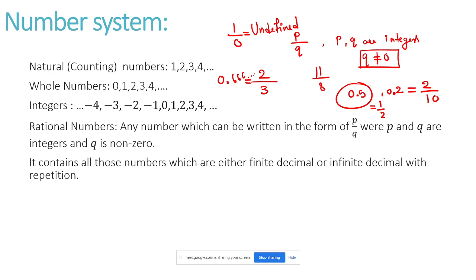So there are two ways to define a rational number. The first was p by q form, p and q integers, q not equal to 0. And the second is, if it is a rational number, then it must be either finitely many digits after the decimal point, or if it is infinite, there must be some kind of repetition.